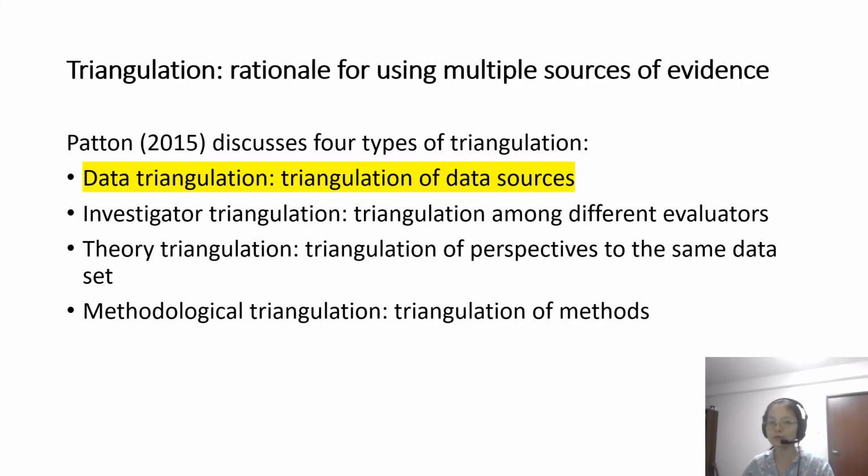So why do we want to use multiple sources of evidence for a case study? That's because we want to reach this kind of triangulation. Patton in 2015 categorized 4 types of triangulation: data triangulation, investigator triangulation, theory triangulation, and methodological triangulation. And what we have covered so far is data triangulation, mainly dealing with the triangulation of data sources.